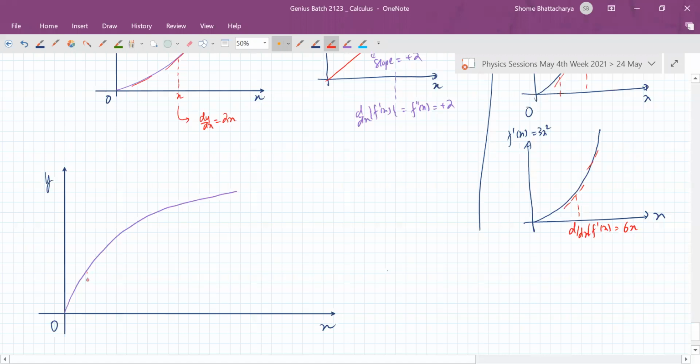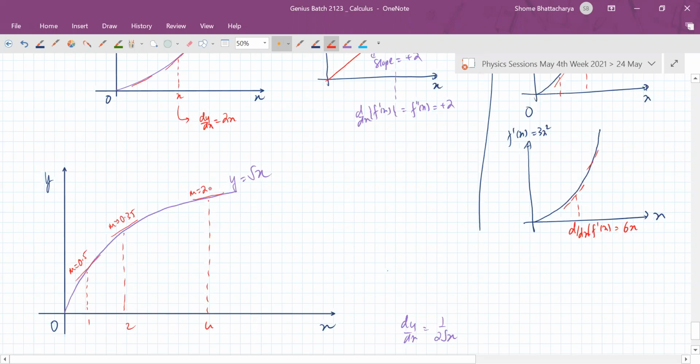As x increases from 1 to 2, let's say by the time it becomes 4 over here, if your function is square root x, then what about the derivative of the function? It was 1 by 2 root x. So the slope of the graph is continuously decreasing. Here the slope was 0.5, here almost 0.35. By the time you come to 4, the slope will become 0.25. So it has a decreasing slope.